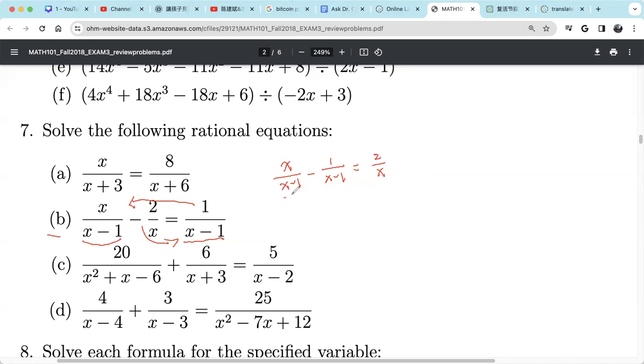So now I have a common denominator for these two terms, so I can simplify this. I can do the subtraction with the numerators. So x minus 1 divided by x minus 1 equals 2 over x. Well, x minus 1 divided by x minus 1 is 1. Now I multiply x on both sides, and so I get x equals 2. So one solution: x is 2 for B. Now let's see C.